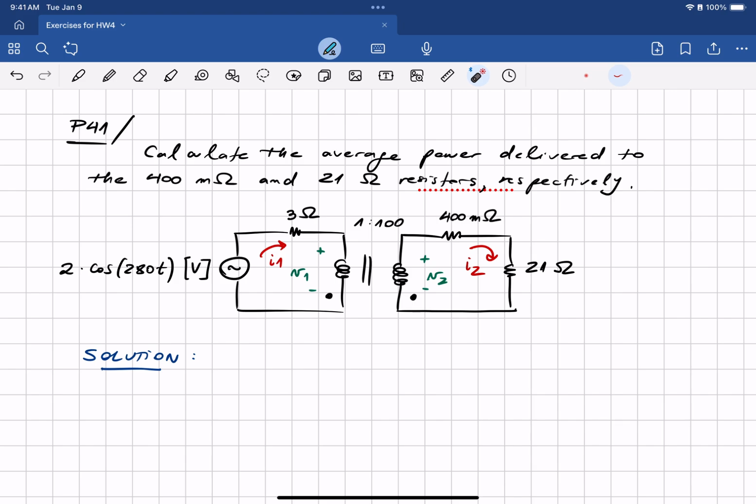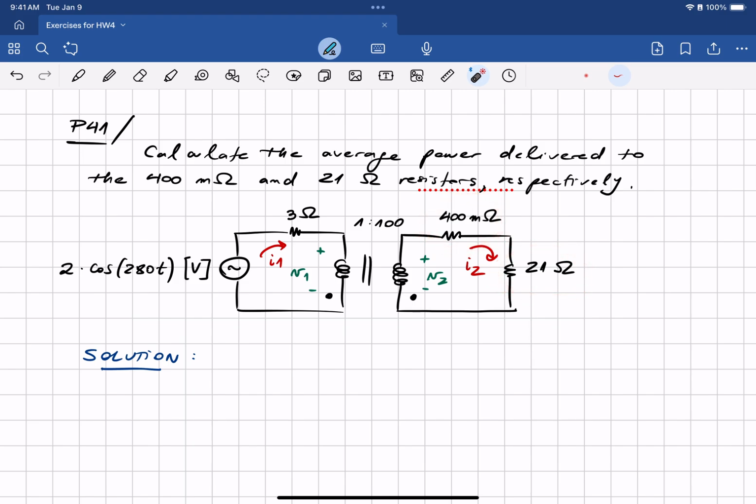Welcome back. Today we're going to solve two problems related to ideal transformers or ideally coupled inductors. In this case, problem 41 states: calculate the average power. When we talk about average power, we're actually referring to P in the sense of phasors, the active power, calculated using phasor representation, delivered to the two resistors on the secondary side. So this one and this one.